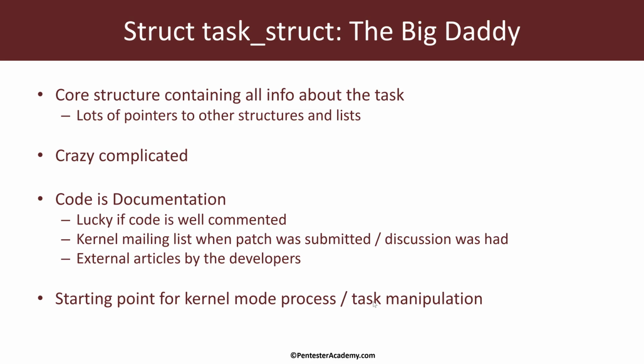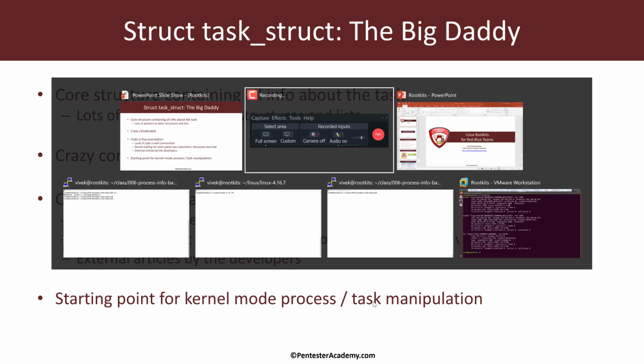Apart from that, at times, if you're lucky, there may be external articles on LWN and other websites written by some of the core developers working on that feature. Now, task_struct is actually very, very important for us from a rootkit perspective, because this is probably the first structure, as soon as the rootkit gets loaded, that it is going to view and try to modify, either for itself or other processes. So let's jump right in.